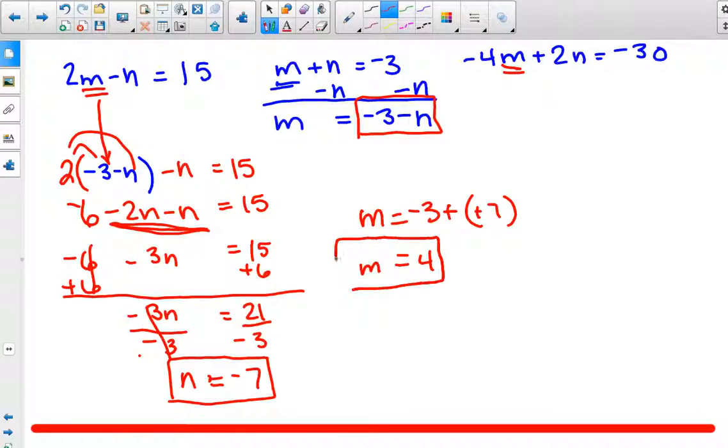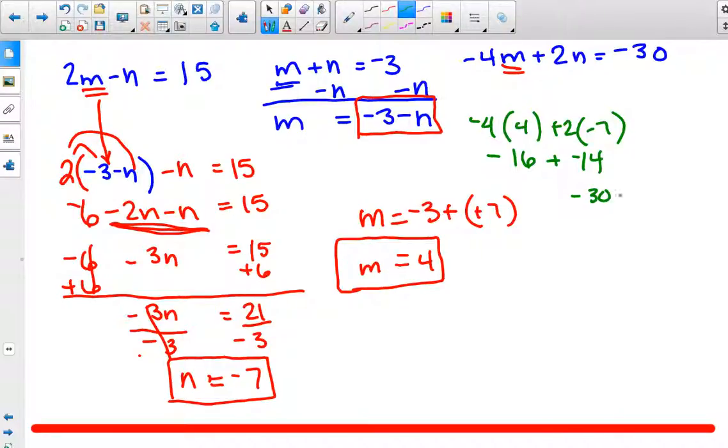It's not a bad idea to check your answers in, let's say, this equation up here, just because we didn't use it, to see if it works. So negative 4 times 4 plus 2 times negative 7. Negative 4 times 4 is negative 16. 2 times negative 7 is negative 14. Negative 16 and negative 14 is negative 30. And that is what we have here. So that checks out. All right, so that's it for 4.2.